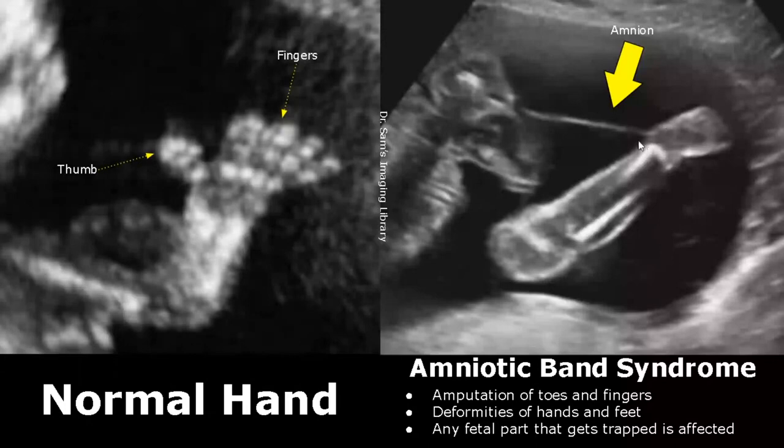Usually, it affects the fetal limbs. It can even cause amputation of toes and fingers. If the fetal head is trapped, it can cause anencephaly and fetal death. If the abdomen is trapped, it can cause hernia and abdominal wall defects.